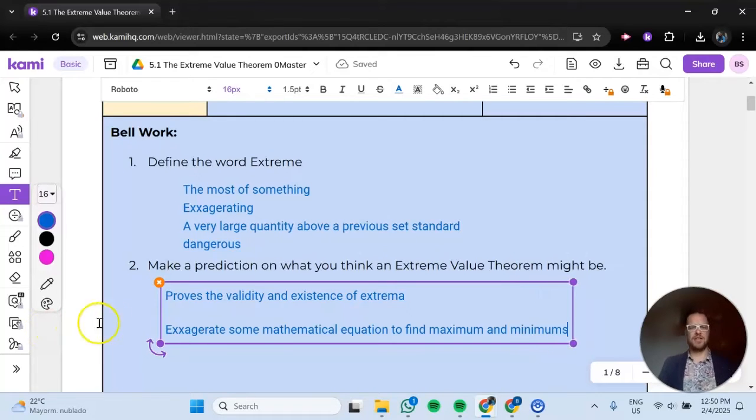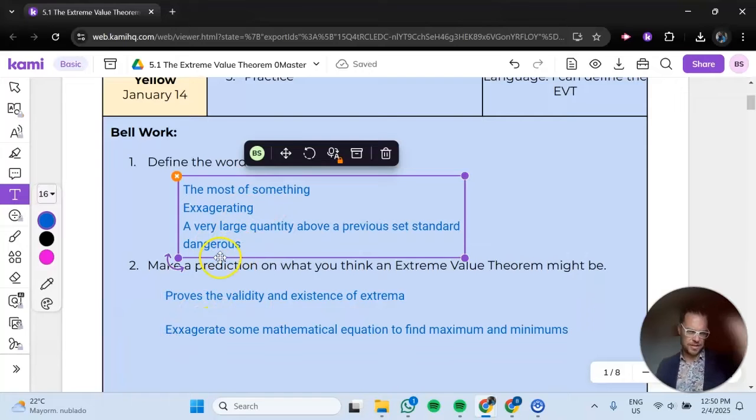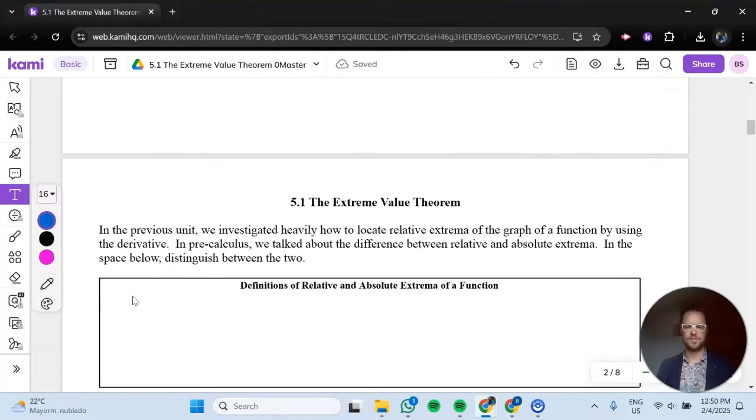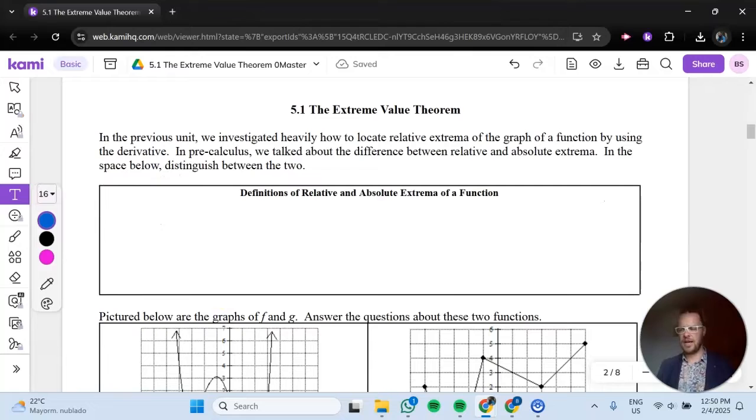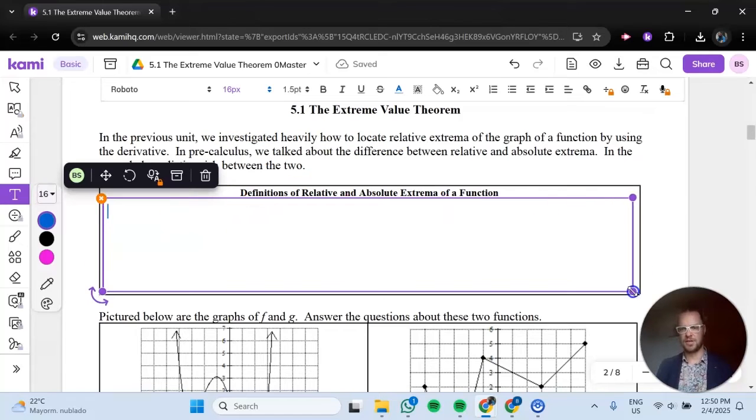Now, the truth is, are these exactly right? No, but this is sort of the idea, is just to get you to start thinking about these things and try and figure out what they might mean, which is the whole point. So let's get started by defining a relative and absolute extrema of a function.